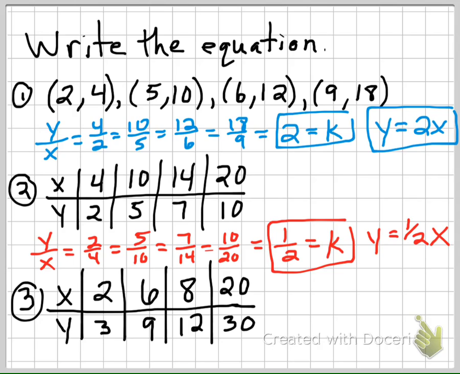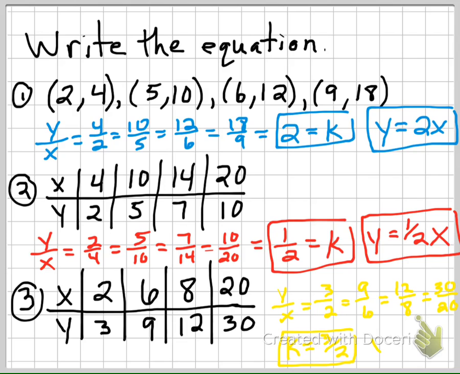And for number 3, I'm doing the same thing again. I've got y over x, so I've got 3 over 2, I've got 9 over 6, I've got 12 over 8, and I've got 30 over 20. When I simplify each of those fractions, none of them are whole numbers because they all equal 3 over 2, which means k is 3 over 2, so my equation is y equals 3 over 2x.